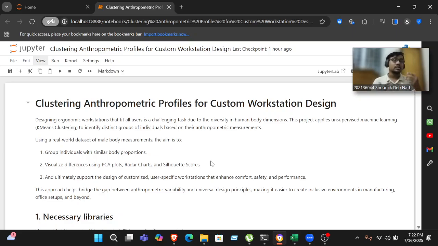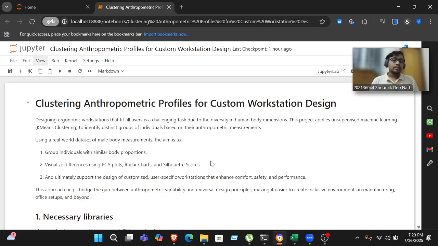As we humans have different body types, different widths, different heights, and every feature. So that's why it is very difficult to make an overall estimation of which type of feasible ergonomic design we will be able to produce. So that's why I decided to work on this project.